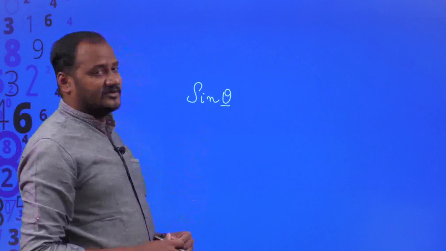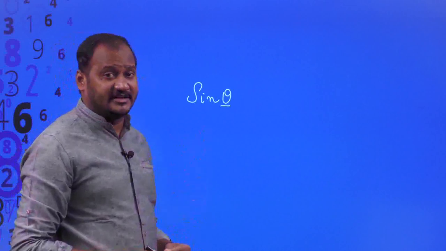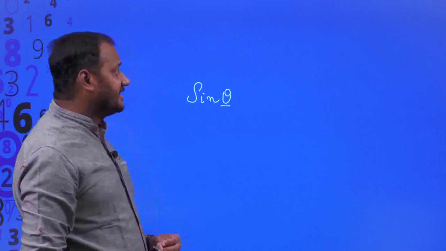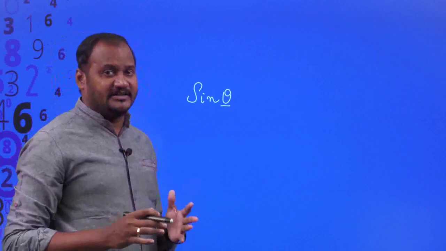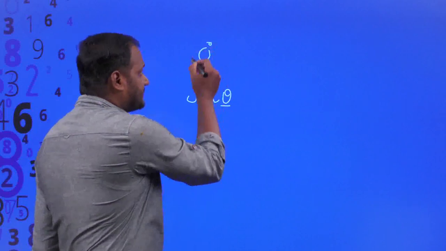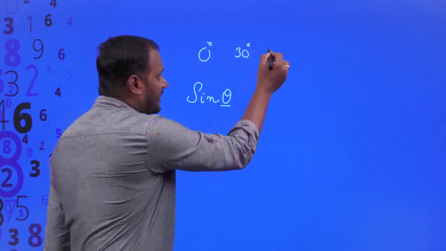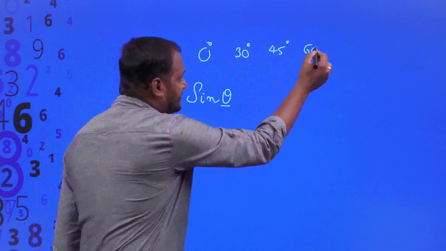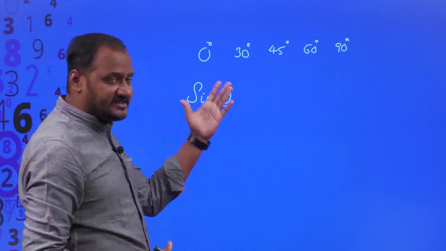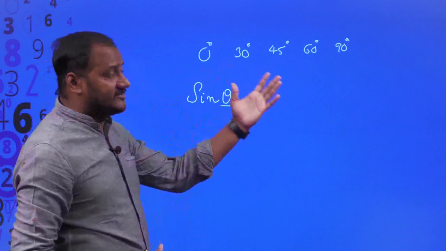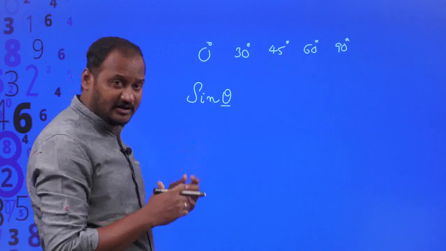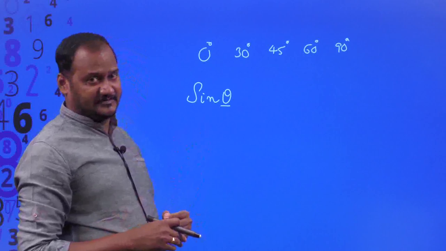So let us think about what the values of all these 6 trigonometric ratios are at some specified angles. Specified angles means not all the angles, only the angles from 0 degrees to 90 degrees, and that too 0 degrees, 30 degrees, 45 degrees, 60 degrees as well as 90 degrees. Now what is the value of sine 0 degrees, sine 30 degrees, sine 45 degrees, sine 60 degrees as well as sine 90 degrees, along with all the other trigonometric ratios also, right?